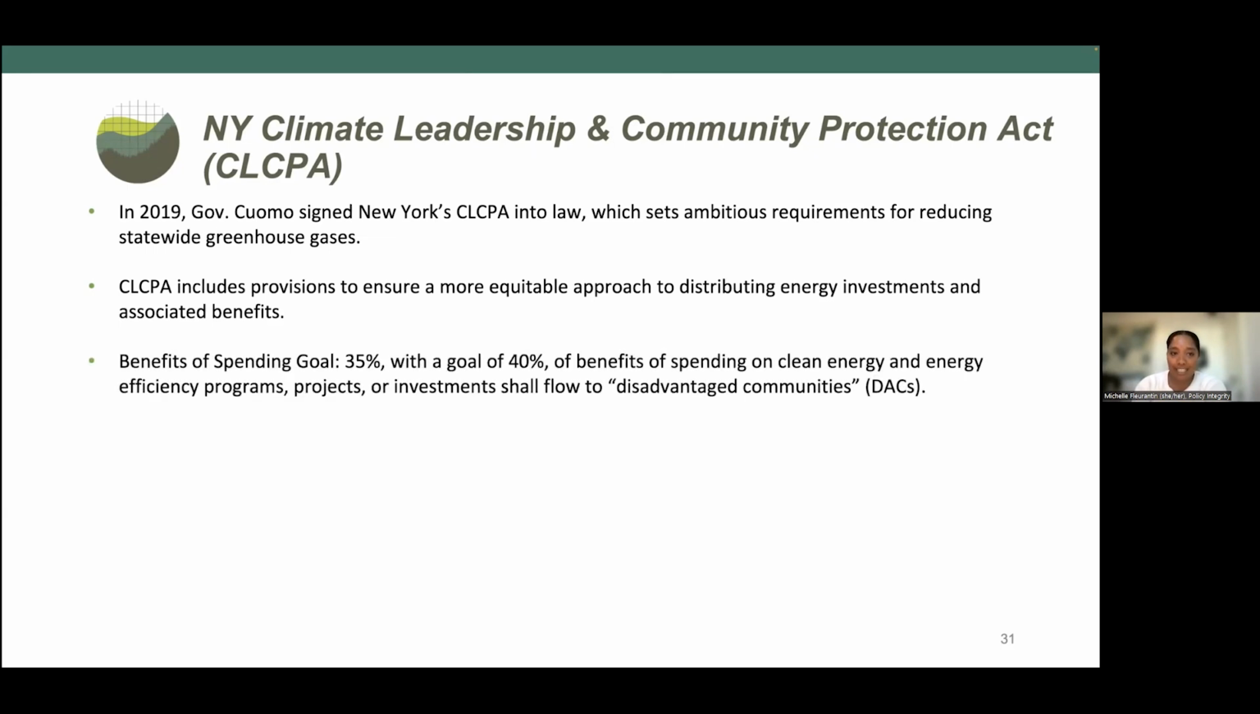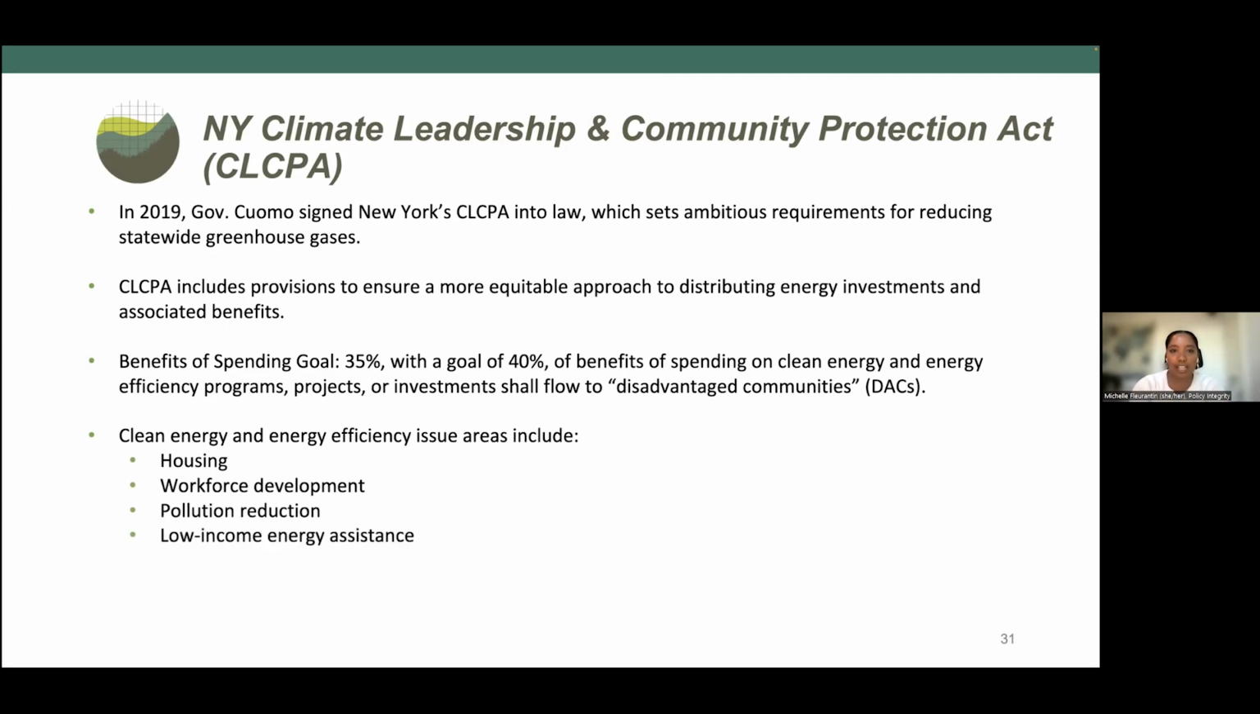And specifically, there is a benefits of spending provision in the CLCPA, which states that 35% with a goal of 40% of benefits of spending on clean energy and energy efficiency programs, projects, or investments shall flow to disadvantaged communities, also known as DACs. And the clean energy and energy efficiency issue areas include housing, workforce development, pollution reduction, low income energy assistance, energy, and transportation, as well as economic development.